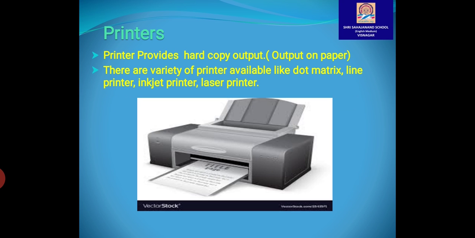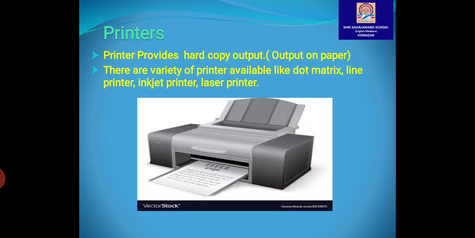Now the next one is printer. A printer provides hard copy output. There are a variety of printers that print content in different ways. Some printers print content character by character, hence called character printers or dot matrix printers. These printers are cheaper and slow.